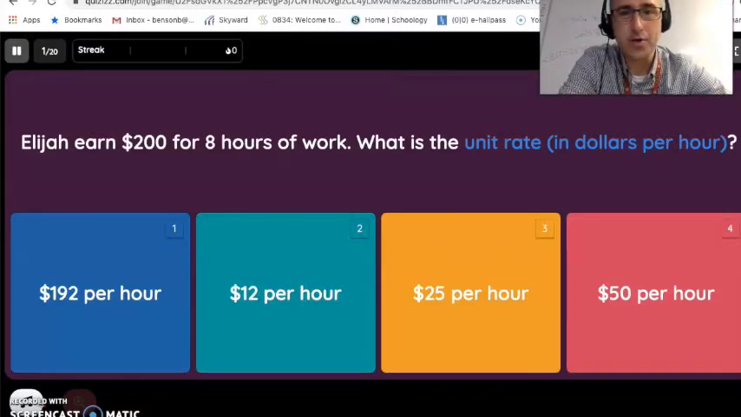It's got about 20 questions on it. This is one of the questions. Elijah earns $200 for 8 hours worth of work. What is the unit rate? Remember, we're always taking the total. In this case, it's $200 divided by the number of units, which is 8. So the 200 goes in the calculator first, division sign, 8.